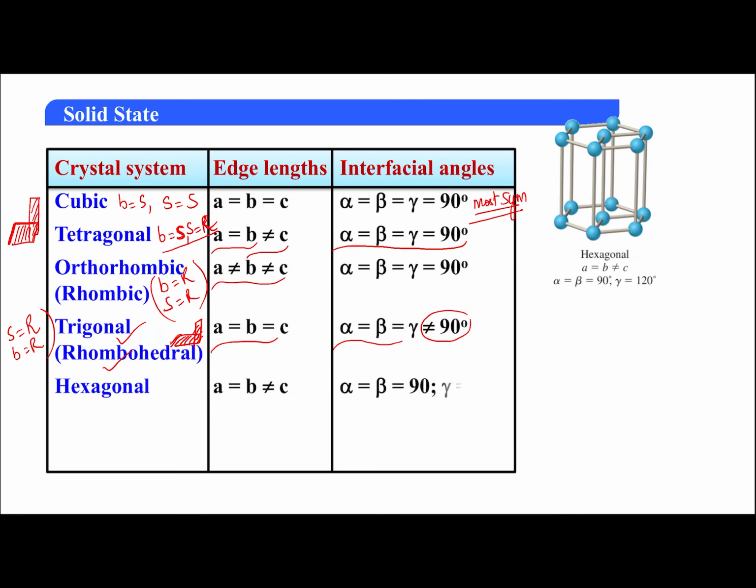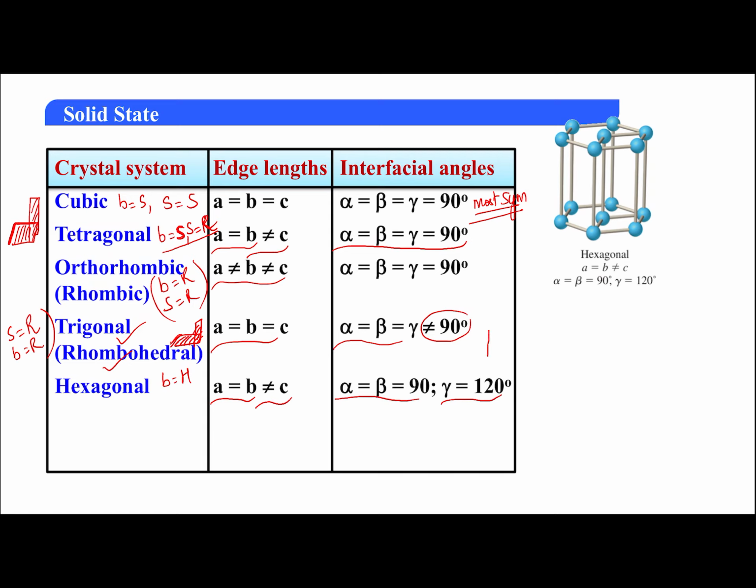The next, hexagonal. In hexagonal, the base is a hexagon. Remember that, only the base as a hexagon can be remembered. So when you say the base is a hexagon, the two, A and B, are equal, but C is unequal. Angles in the base are 90 degrees and one of the angles is 120 degrees.